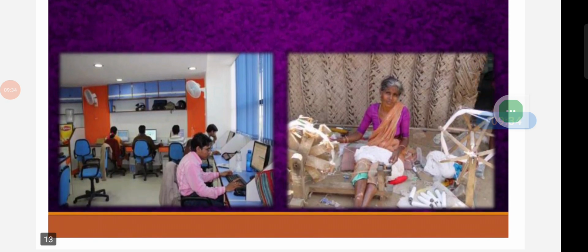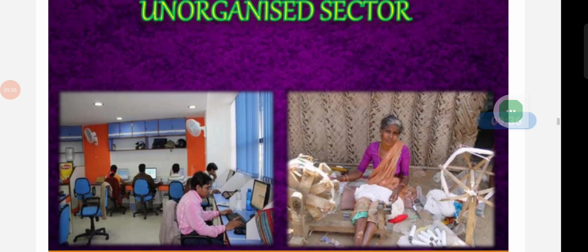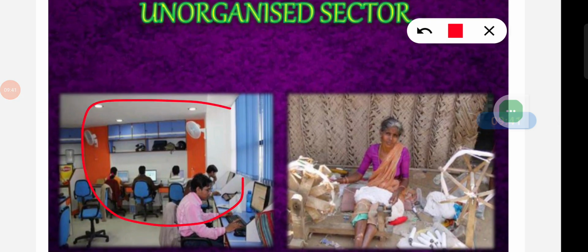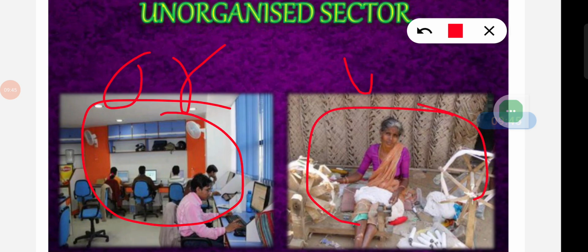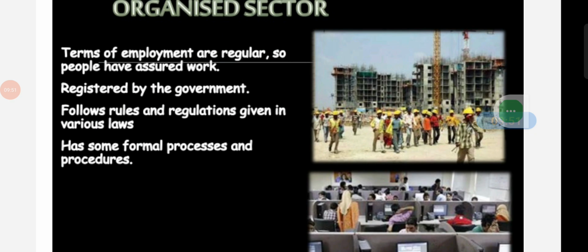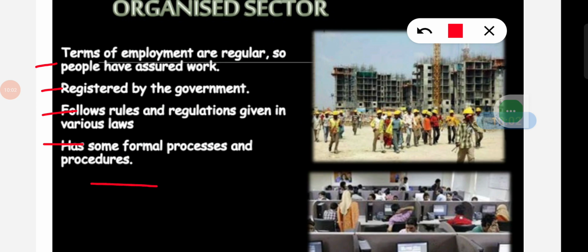The organized sector is like this. There are two pictures, the organized sector and the unorganized sector. This is the organized sector, and this is the unorganized sector. In the organized sector, the terms of employment are regular. Workers have assured work, are registered by the government, and follow the rules and regulations given by various laws, as some formal process and procedure. So this is the organized sector.